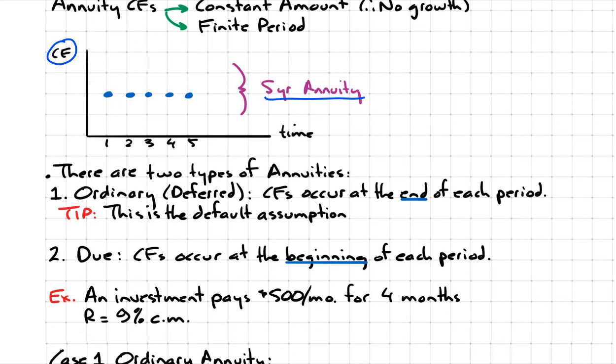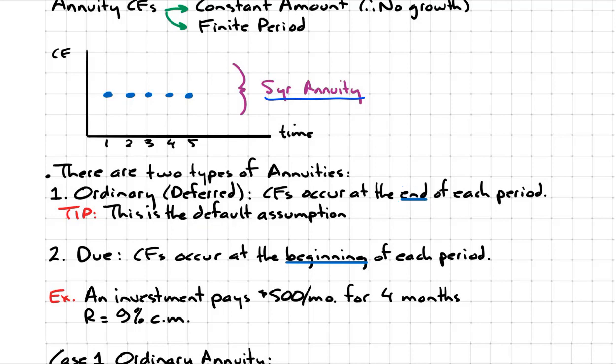Now, there are two types of annuities. The first one is an ordinary or deferred annuity, and in this instance, the cash flows occur at the end of each period. Now, tip, this would be the default assumption for an annuity. So if you're told that there's an investment that's exhibiting an annuity pattern, the default assumption is that these cash flows are occurring at the end of each year.